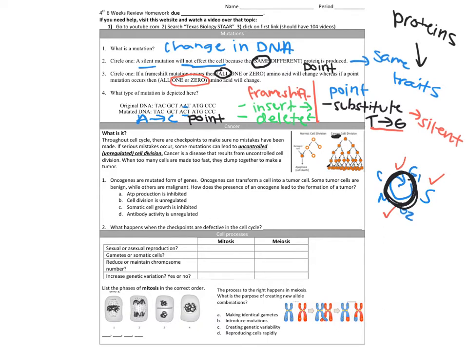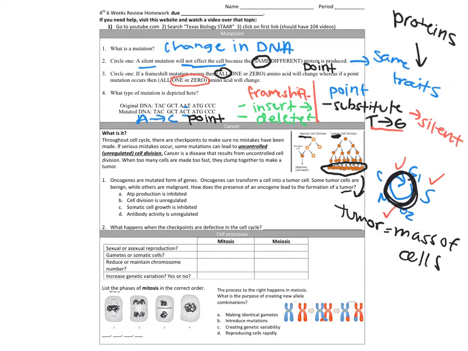When I make way too many cells way too fast, those cells are going to clump together and make a tumor. A tumor is literally a mass of cells. As you can see here, we have cancer versus normal. All cancer is uncontrolled cell division. It goes way too fast. So oncogenes are mutated forms of genes. Oncogenes can transform a cell into a tumor cell. Some tumor cells are benign while others are malignant. These you really don't have to know to answer the question. It says, how does the presence of an oncogene lead to the formation of a tumor?